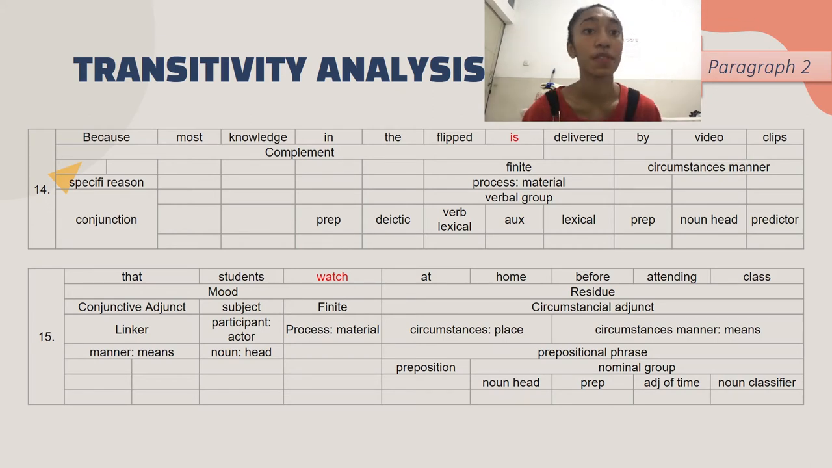At home is a circumstance of place, and at is a preposition, home is the noun head. Before attending class is a circumstance of manner of means, and at home before attending class is a prepositional phrase, divided also into preposition and nominal group. The preposition is at, and the nominal group has 4 parts. The noun head is home, the preposition is before, attending is an adjective of time, class is a noun classifier.